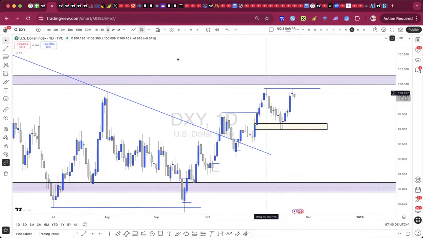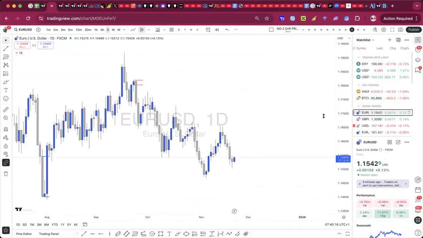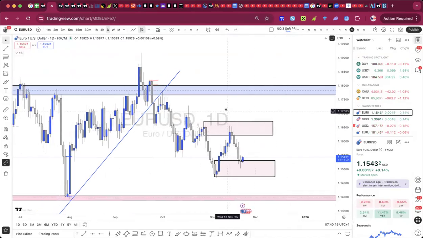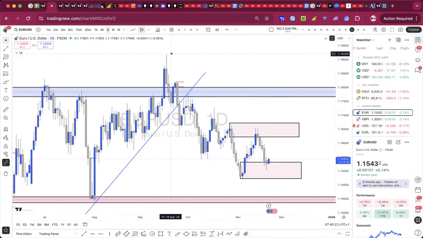So what's going to happen? Go to the dollar time frame. Now go to Euro USD. And what is Euro USD playing out right now? Euro USD is playing out otherwise. Looking at Euro USD, this is a downtrend because the DXY is having an uptrend.